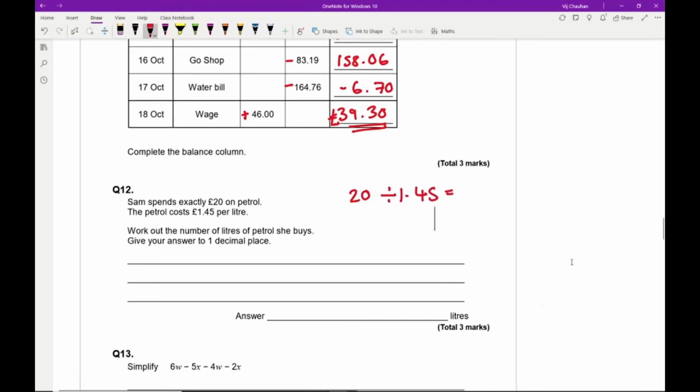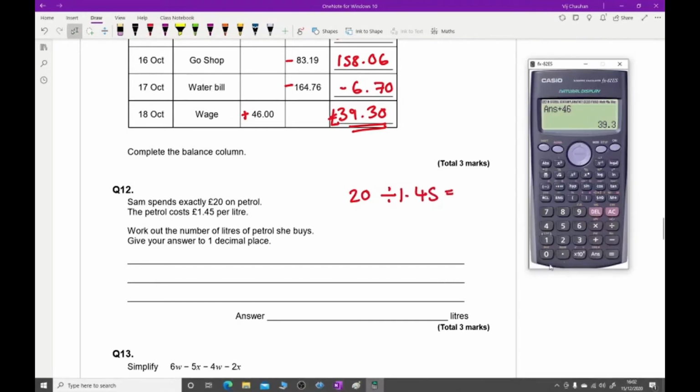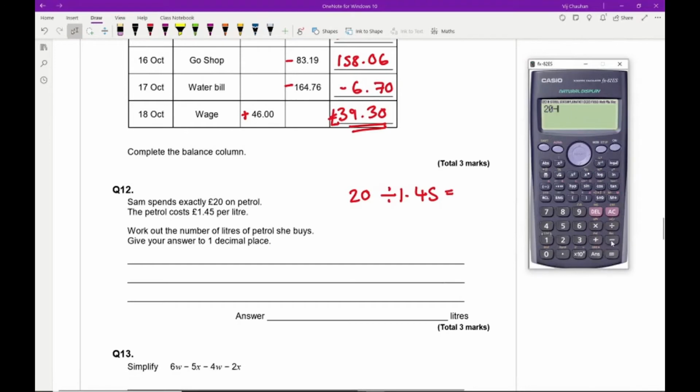Now if I type that into my calculator, I've done takeaway, so 20 divided by 1.45, I get an answer of 13.79310345, and the question's asking me to round it to one decimal place, so here I'm going to round it up to 13.8.